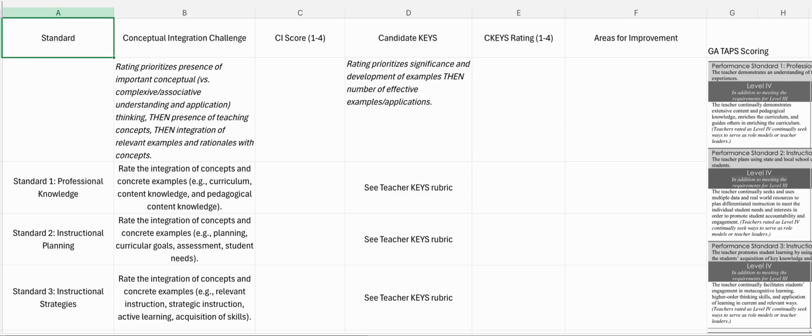Under Standard 2, Instructional Planning, my first task as I read the teaching practices portfolio submitted by a particular student is to rate, I'm in column B, rate the integration of concepts and concrete examples. And the prompt has given me some examples of the kinds of concepts where I should be looking for integration. So around big ideas like planning, curricular goals, assessment, and student needs.